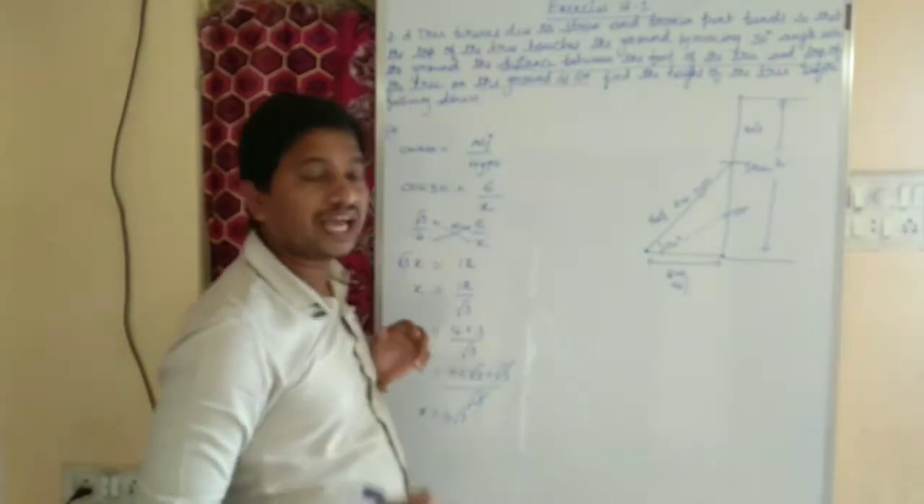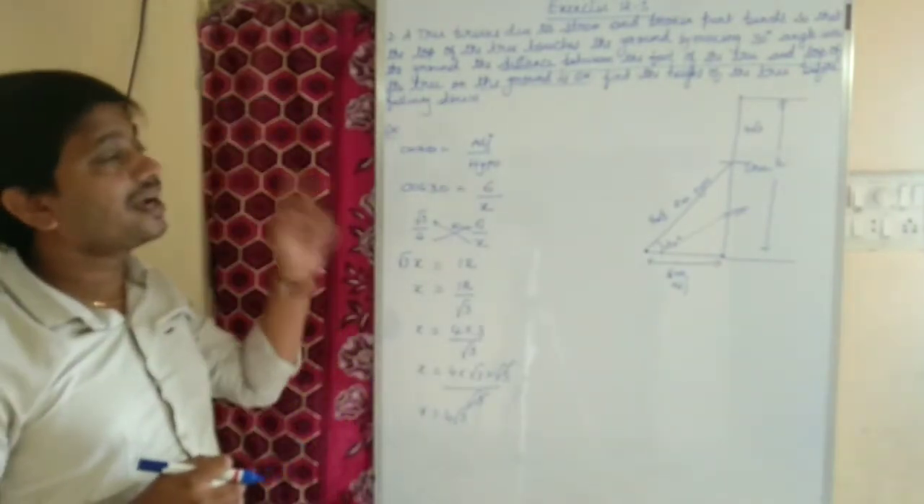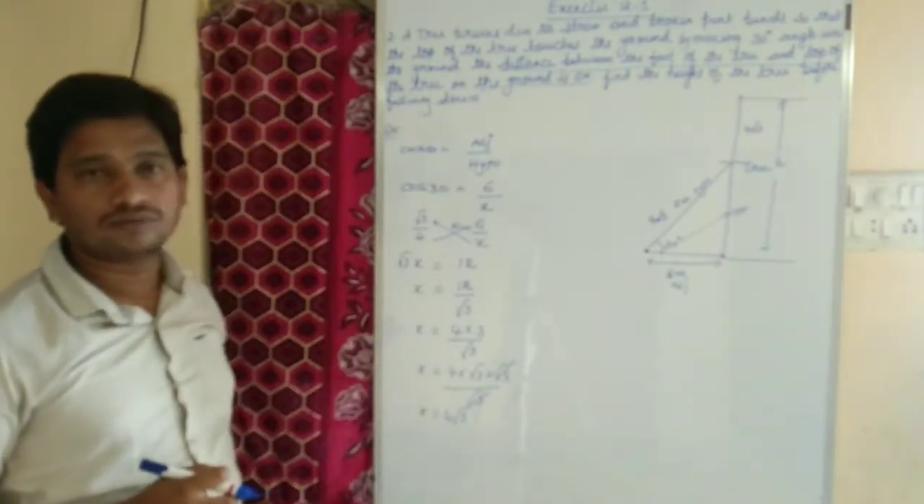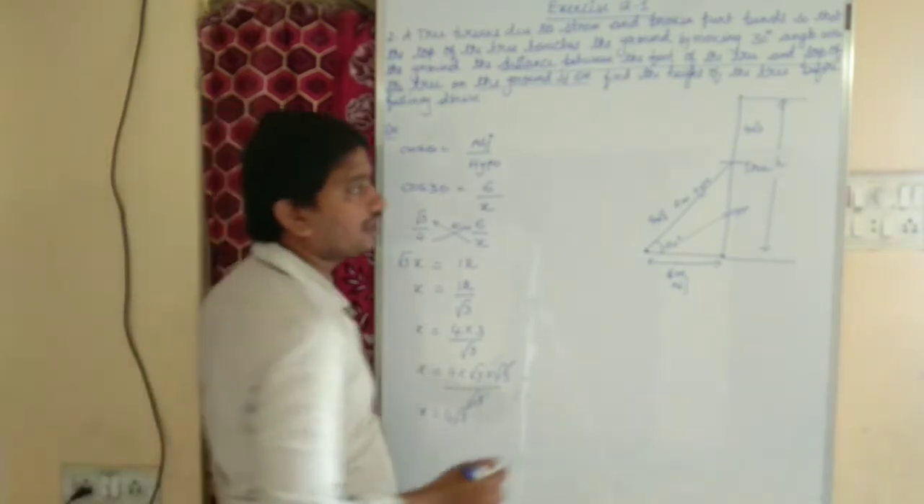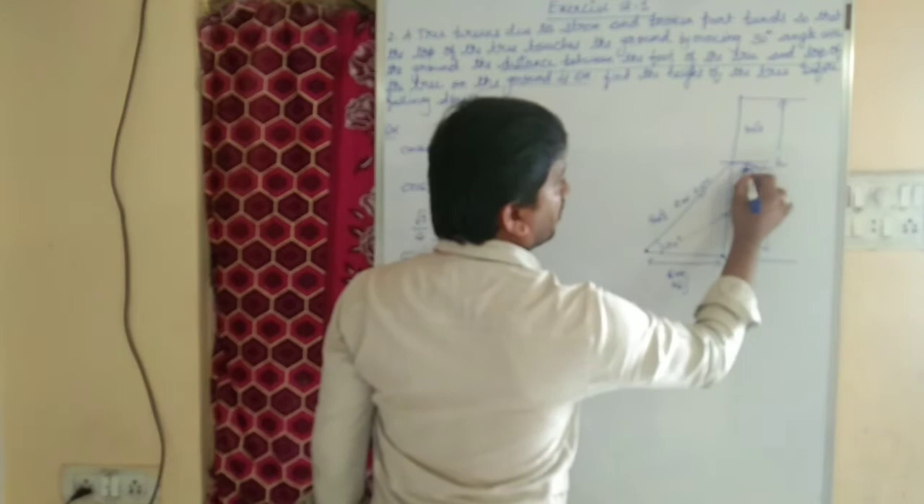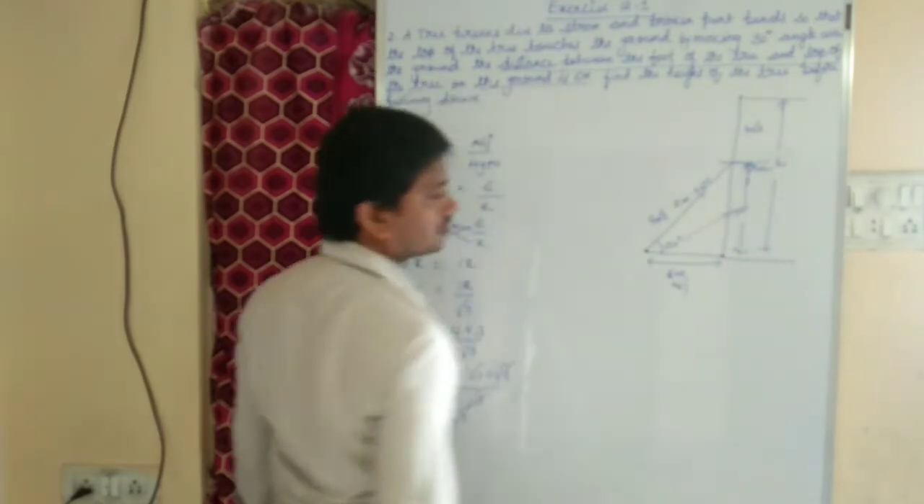Actually, what is the question? Find the height of the tree before falling down. Height of the tree before falling down. I mean we have to find this height also, children. We have to find this height now also.